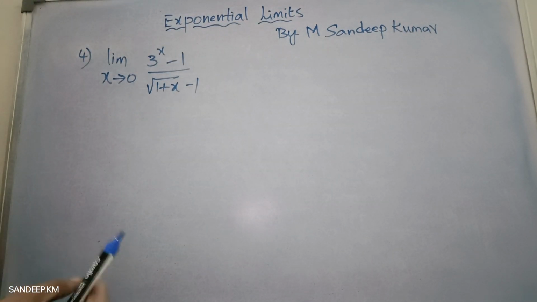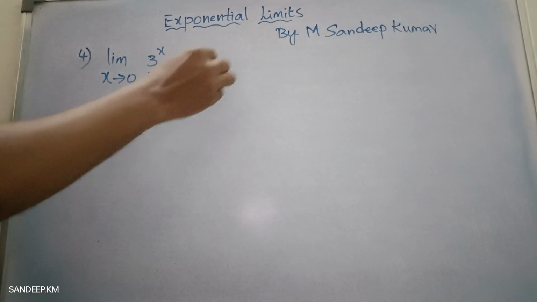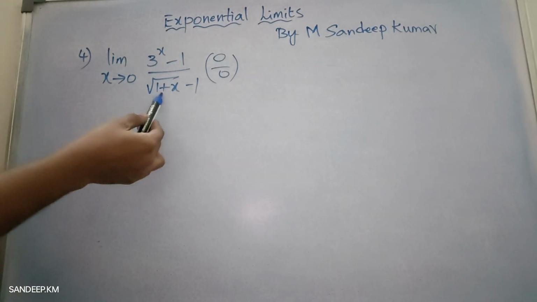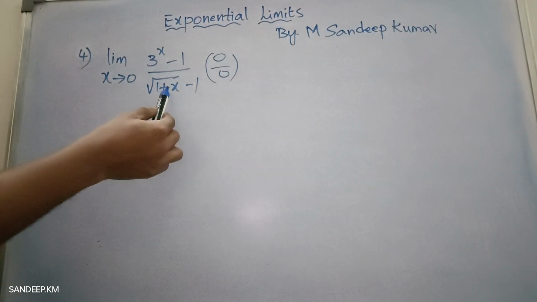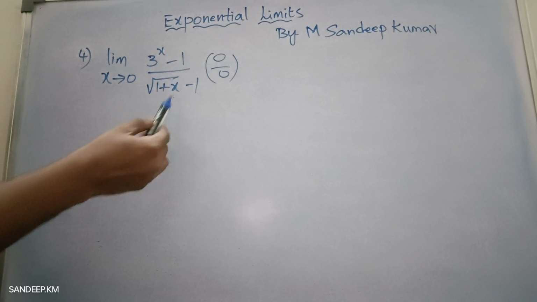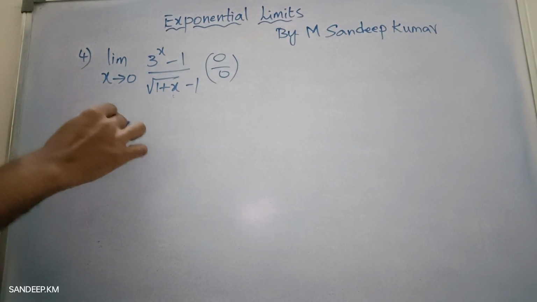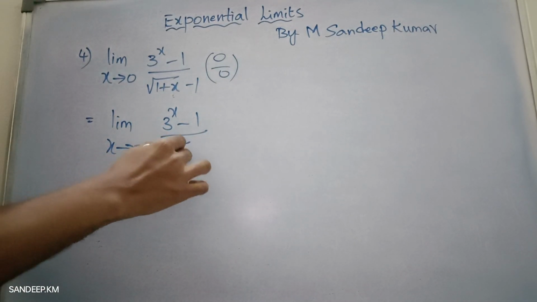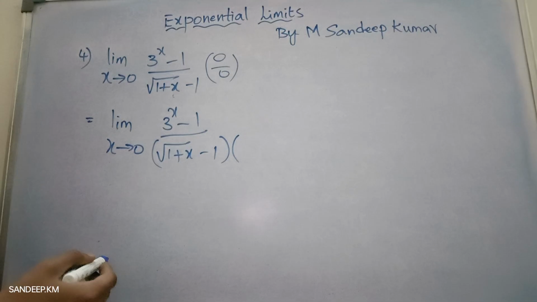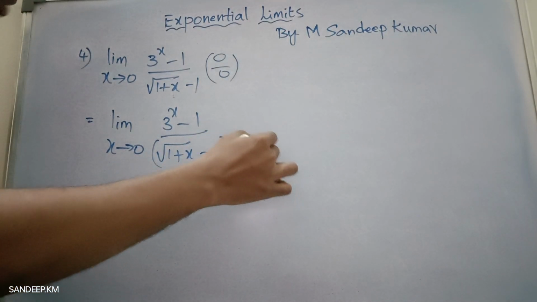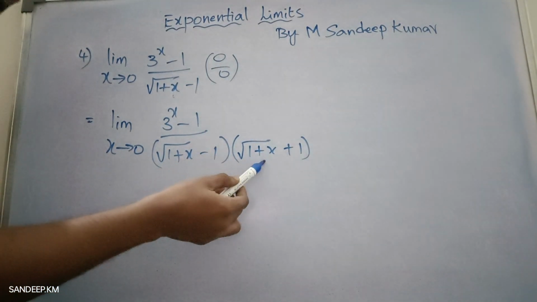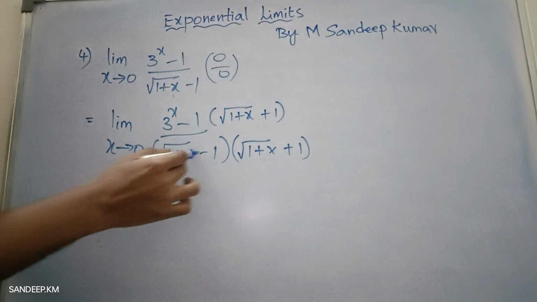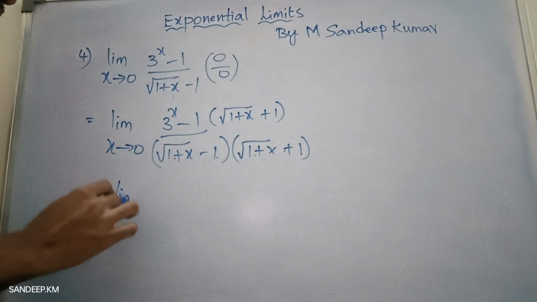Fourth question. Once again, if I substitute x as 0, then I will get 0 by 0 form. So how are we going to solve it? Very simple. By looking at the denominator, you should have got an idea. So we will multiply this with its rationalizing factor, okay? Or its conjugate. What is it? Limit x approaches 0, 3 power x minus 1 divided by root of 1 plus x minus 1 will be multiplied with its rationalizing factor, root of 1 plus x plus 1. So I multiplied it in the denominator. I should also multiply it in the numerator. And using a minus b into a plus b. So what do we get, dear students?